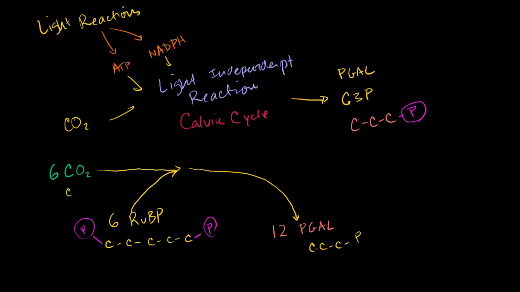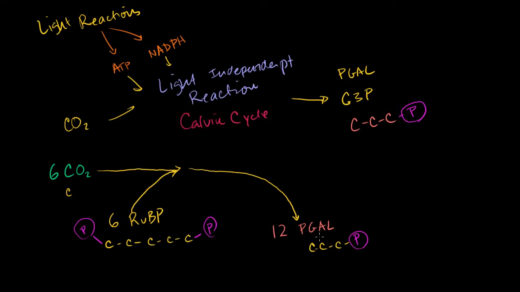And just to make sure we're accounting for our carbons properly, let's think about what happens. We have 12 of these guys. So you could think of it that we have 12 times 3, we have 36 carbons. Now, did we start with 36 carbons? Well, we have 6 times 5 carbons, that's 30, plus another 6 here. So yes, we have 36 carbons. They react with each other to form this pGal.